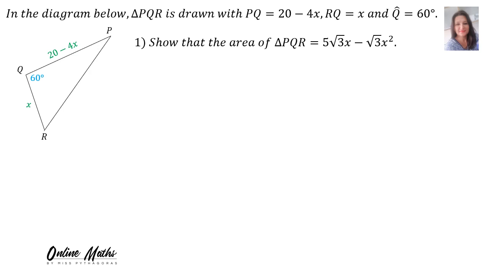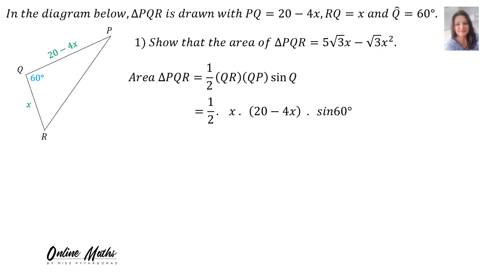Now, to work out the area of a non-right angled triangle, we will use the area rule. And remember, when you use the area rule, you need two sides and the included angle. And this is exactly the case here. Therefore, the area of triangle PQR can be written as equals half QR times QP, the sin of angle Q. And now you can substitute. Half times QR is x, QP is 20 minus 4x, sin 60 degrees.